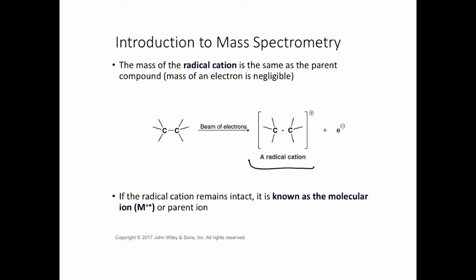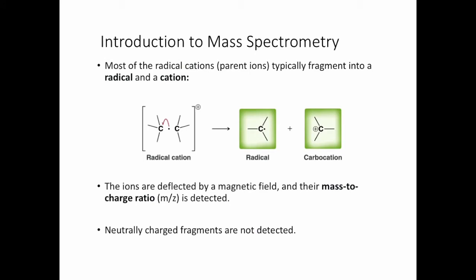If this radical cation remains intact by the time it gets to the detector, it's known as the molecular ion or the parent ion. This is really useful because if we know the molecular ion mass, we know the mass of our compound. Now, as you might imagine, a radical cation is pretty unstable, so it will typically fragment and break apart into smaller pieces. In this example, this radical cation breaks apart into a radical and a carbocation.